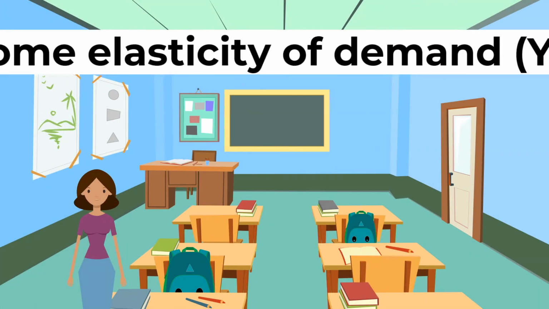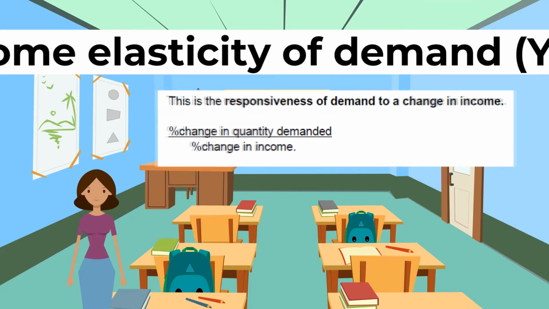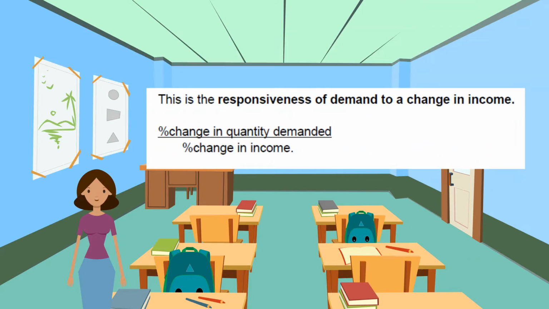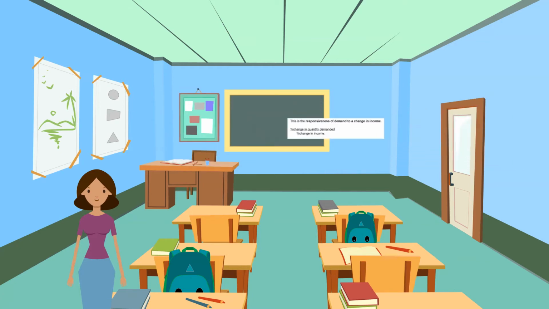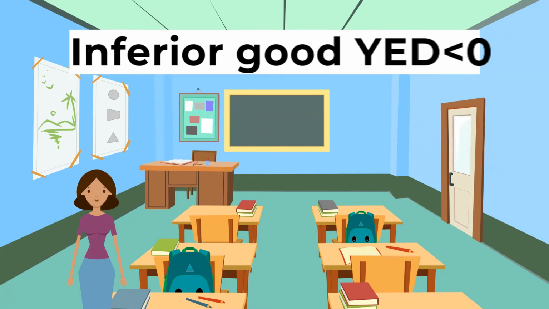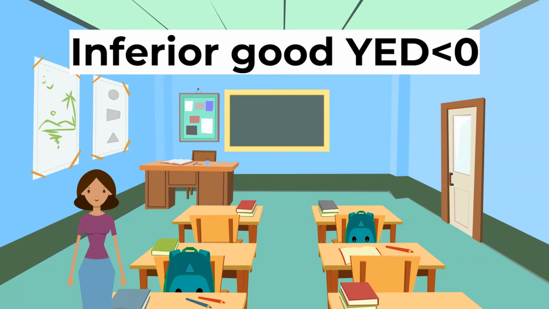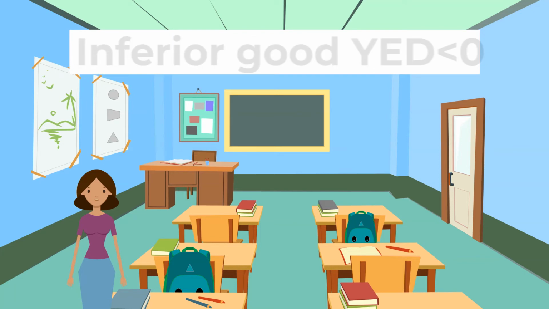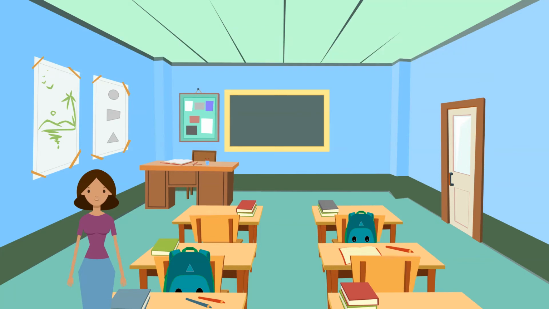That brings us to income elasticity of demand, or YED. This is the responsiveness of demand to a change in income. What do the numerical values mean? 1. An inferior good is when YED is less than 0. A rise in income will lead to a fall in demand for the good. For example, Tesco value goods are inferior goods.